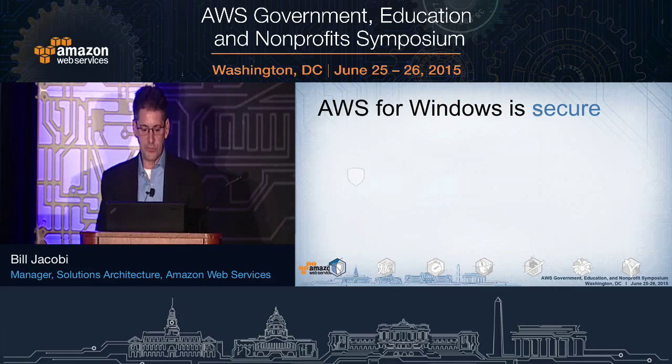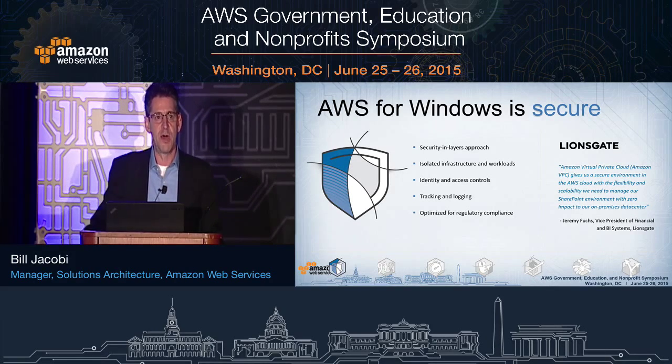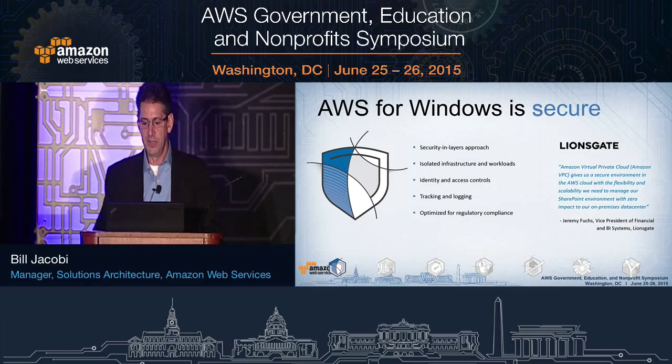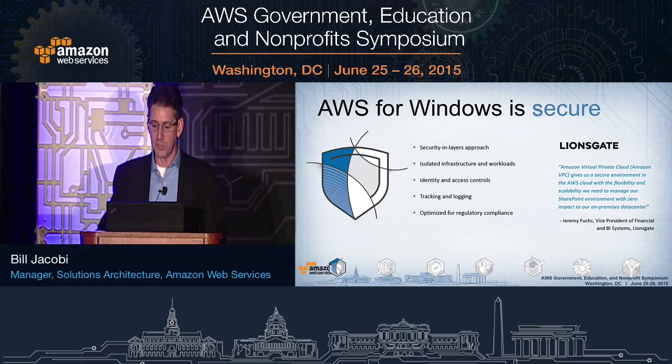So just to dive in, the first and most obvious question is, why would you want to run Microsoft workloads in the cloud? We have a whole number of reasons, and I have just some very short bullets on the answers. But in my view, the quotes from some of these customers actually say it better than the words. In the case of Lionsgate, Amazon Virtual Private Cloud gives us a secure environment with the flexibility and scalability we need to manage SharePoint with zero impact in our on-premises data center. So we've done a lot of work with security, and I'll talk all throughout this session on what we're doing for security.